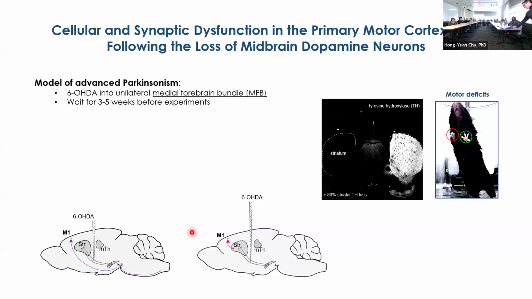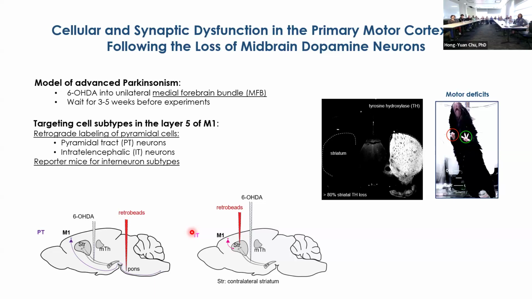So we also use retrograde approaches to label PT, pyramidal tract neurons, or IT, intratelencephalic neurons, based on their long-range projections. And for a small amount of studies, we use some reporter lines to identify interneuron subtypes in the cortex. Of course, optogenetics was used to selectively activate thalamic input, or multi-thalamic input, to the cortical circuits. So this is the overall strategy for us to activate the cortical circuit in the Parkinsonian state.